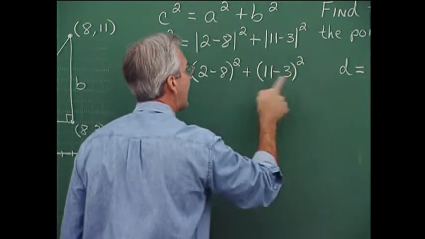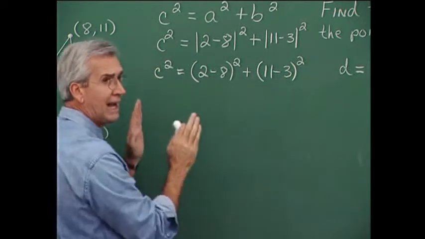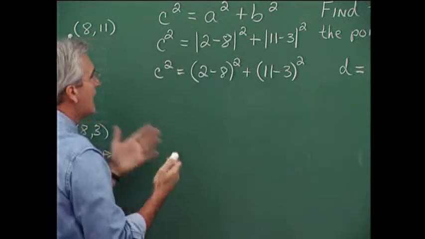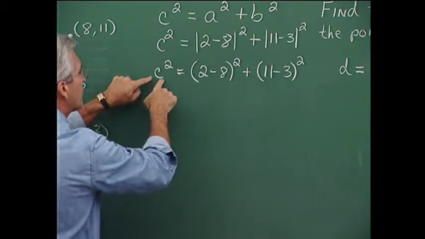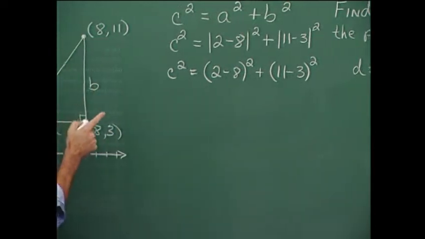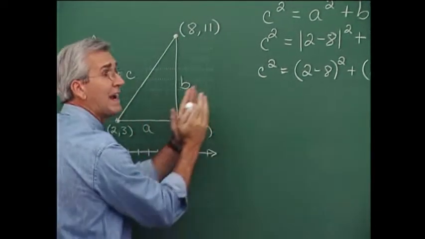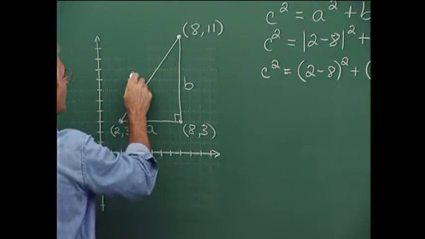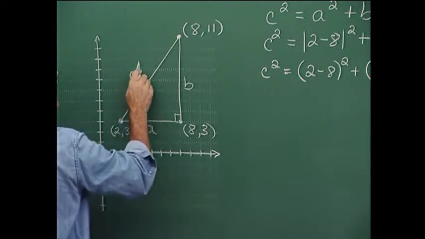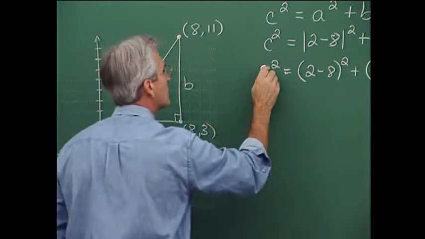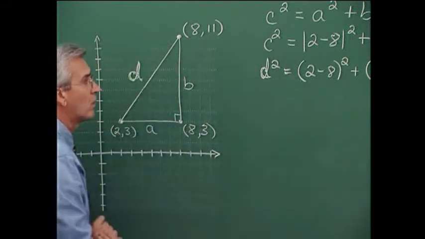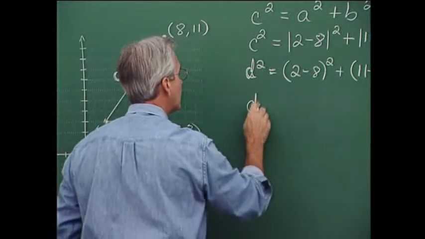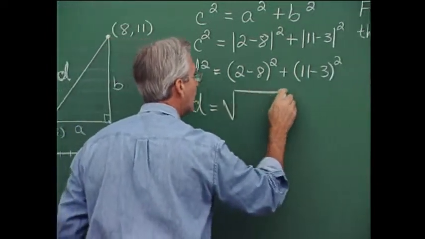Now, notice that I'm not evaluating anything here. I'm going to generalize the situation in just a second. I just want to develop this as a formula. And it turns out that C, the hypotenuse, is indigenous to right triangles. And really, we just want a distance from one point to another. So instead of writing this as C, I'm going to write it as D, the distance between the 2 points. All right, that's the idea. Now, if D squared is this amount, then D is the square root of that amount.